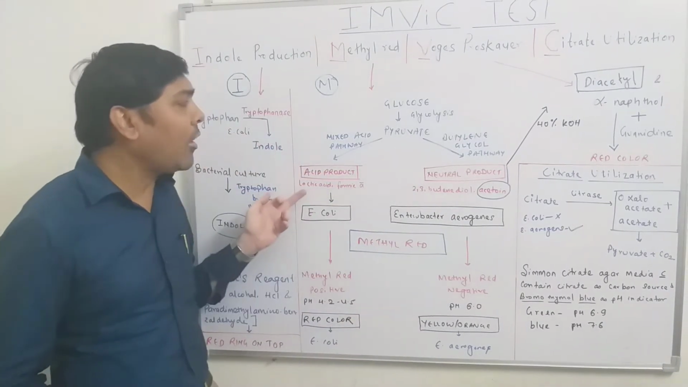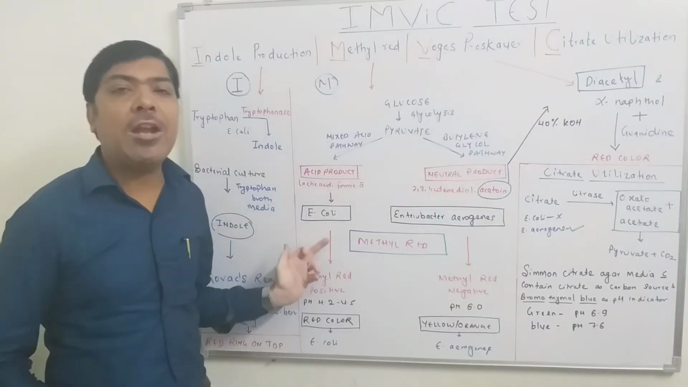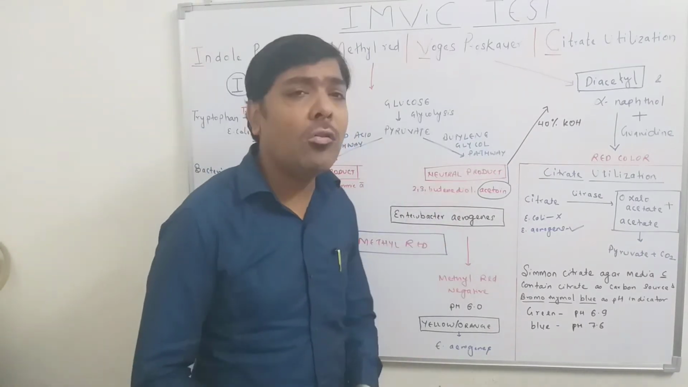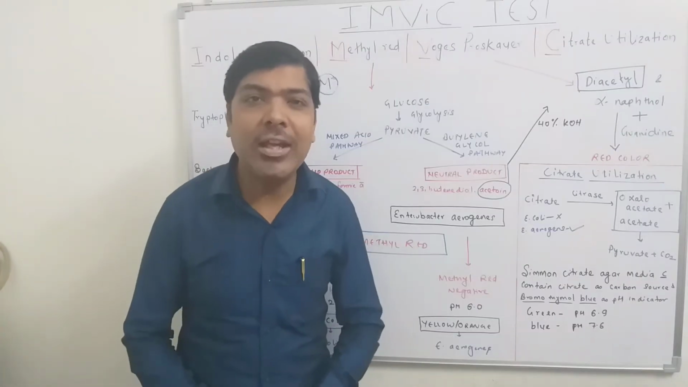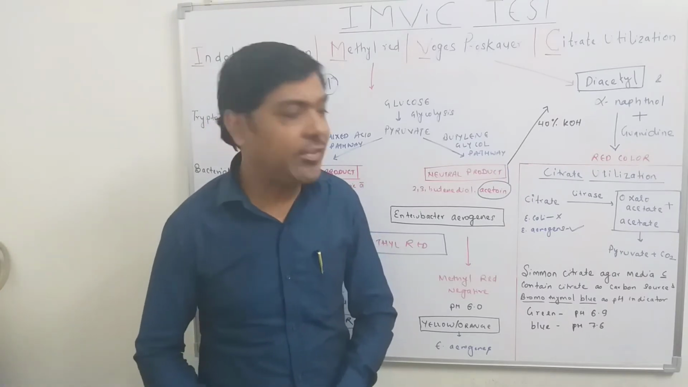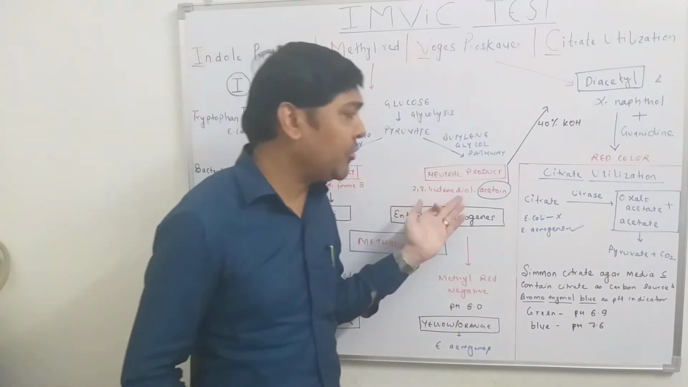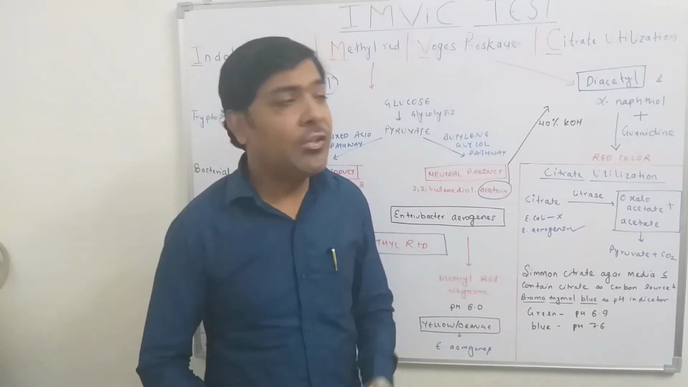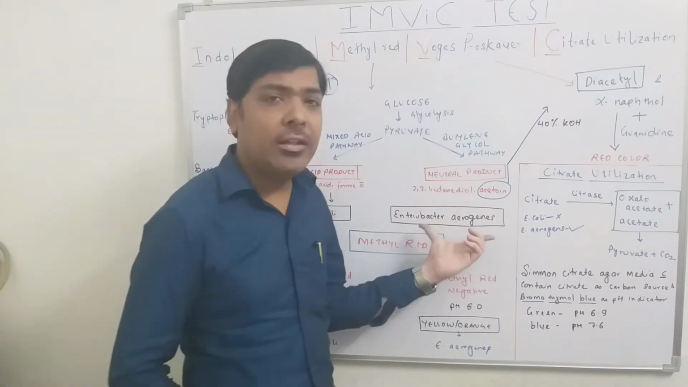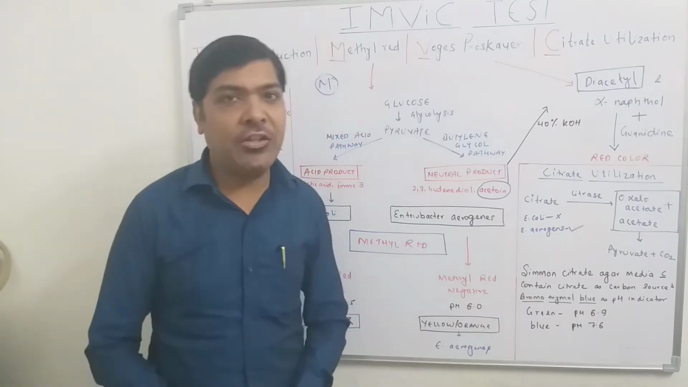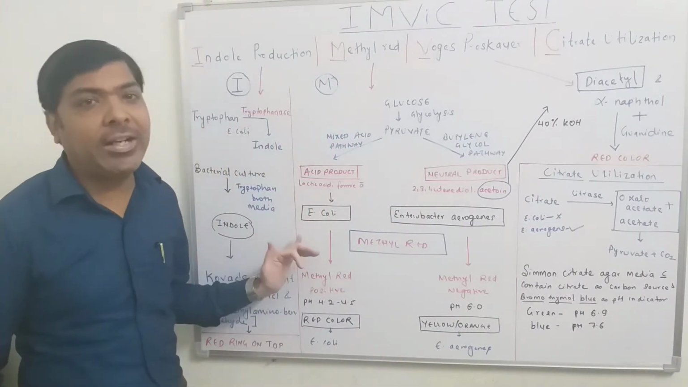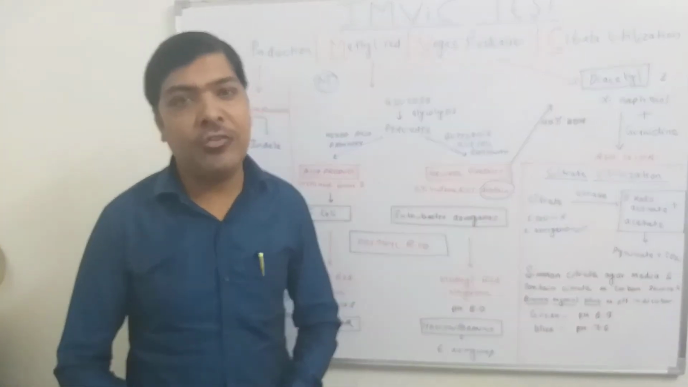Whereas if we are talking about the mixed acid pathway, the end products are acidic in nature. Whereas if we talk about the butylene glycol pathway, the end products are neutral in nature. For example, 2,3-butanediol and acetone are neutral products. These products are generated if the bacterium is Enterobacter aerogenes. But if E. coli is available, then definitely the acidic products are generated.